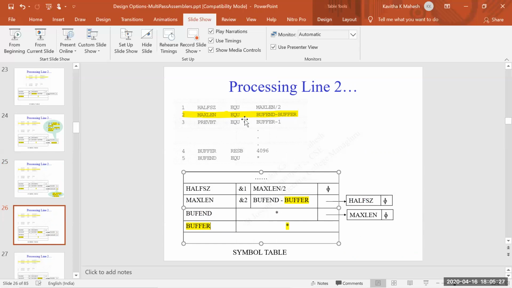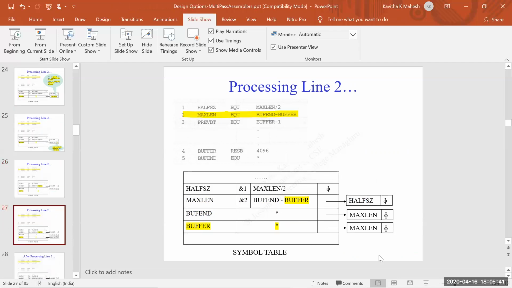Now, what are the symbols dependent on buffer? If you see line 2, you may see that maxlen is dependent on buffer because maxlen is equal to buffen minus buffer. So the list associated with buffer should include maxlen. So I have added maxlen to the list associated with the symbol buffer. This simply means that maxlen is dependent on buffen, maxlen is dependent on buffer, and the values of buffen and buffer are currently unknown.